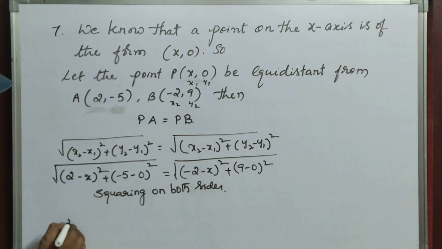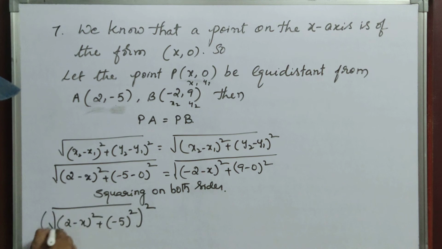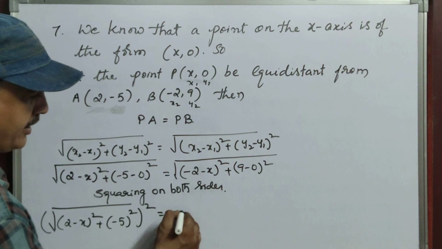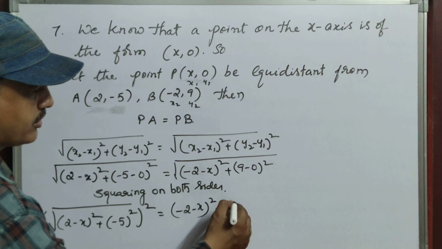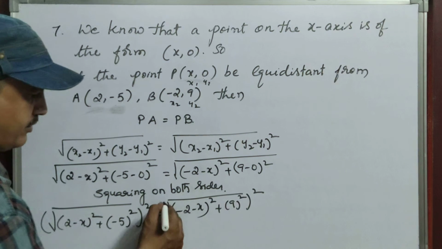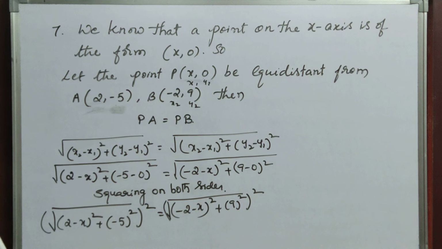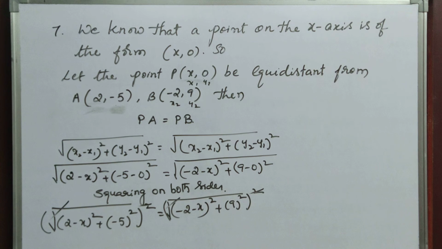That means 2 minus x whole square plus minus 5 minus 0, which is minus 5 only, no? Minus 5 whole square, equals minus 2 minus x whole square plus 9 minus 0, which is 9 square. We are doing squaring on both sides, so the square and the square root get cancelled.